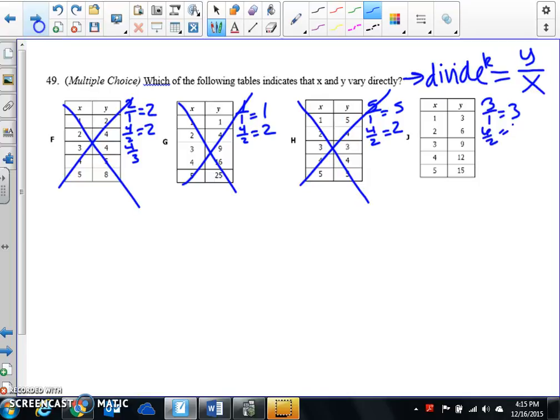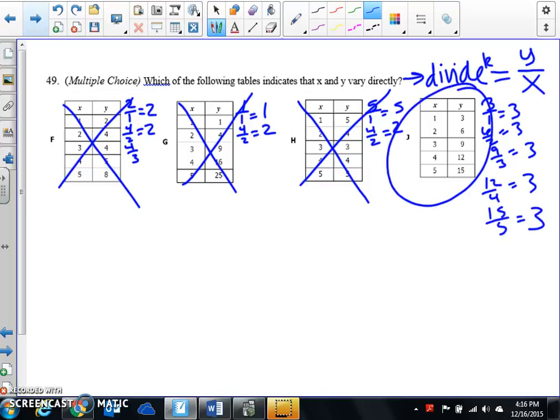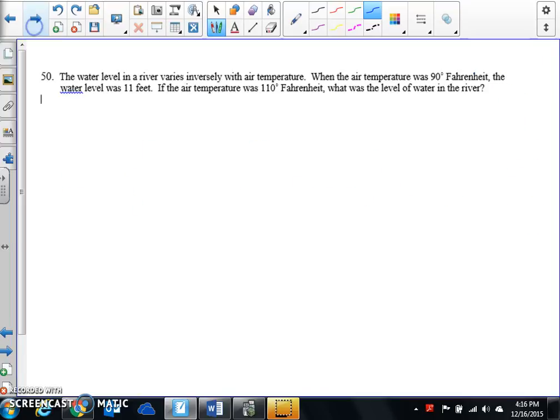3 divided by 1 is 3. 6 divided by 2 is 3. 9 divided by 3 is 3. 12 divided by 4 is 3. And sure enough, 15 divided by 5 is 3. So J is a direct variation with my k of 3.